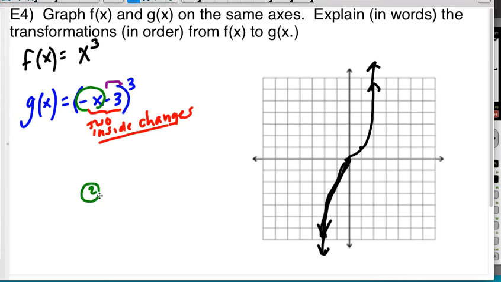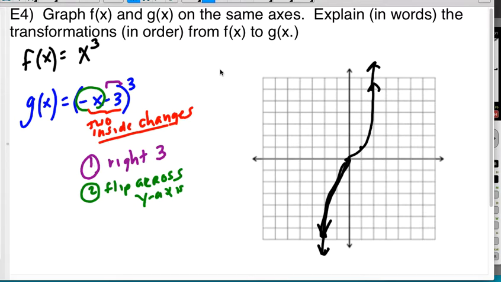So the second thing to happen is going to be the flip across the y-axis, right, because it's a horizontal flip. And the first thing to happen is going to be the right 3, right? So again, they go backwards. So if I have multiple inside changes, they go backwards. This is not particularly intuitive.